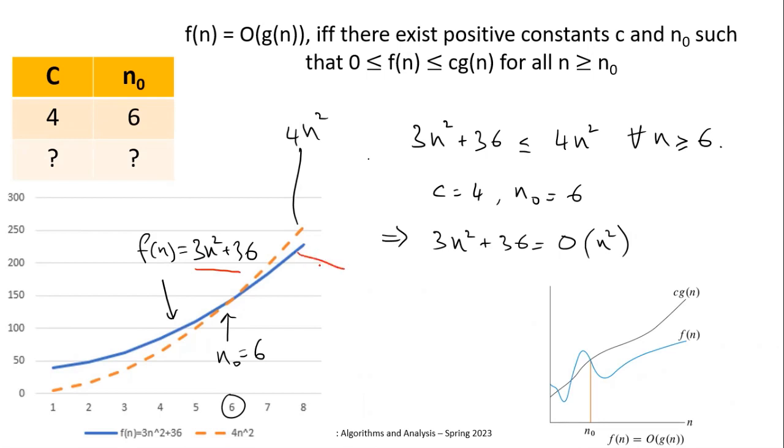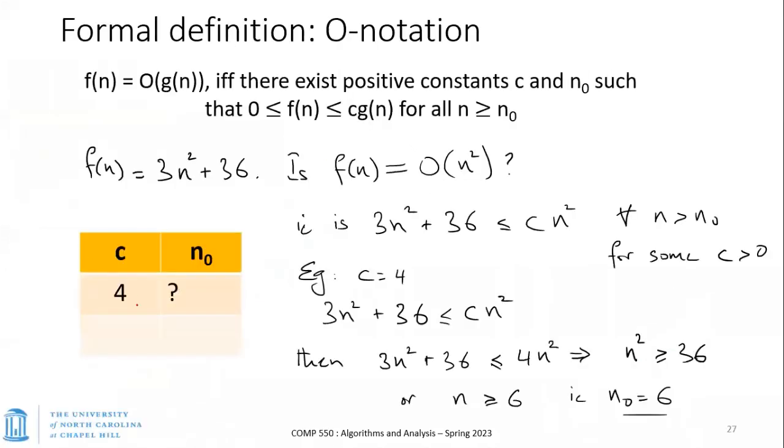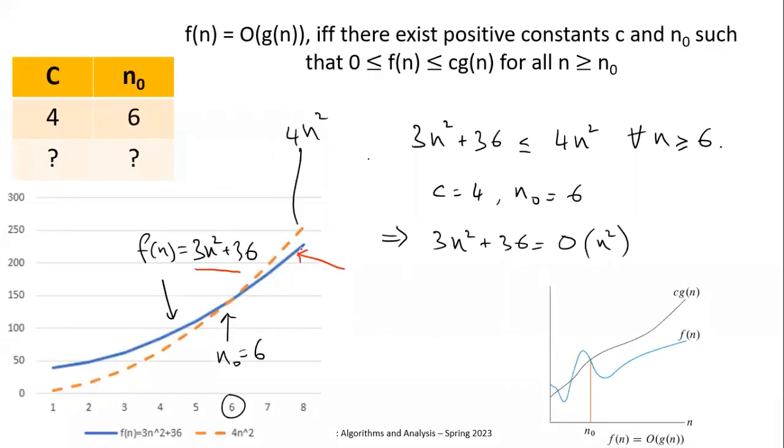The blue line over here is the original f of n, and I'm plotting 4n squared from my previous value. So I've picked c equal to 4 over here. You can see that at some point, as n becomes larger and larger, 4n squared becomes larger than 3n squared plus 36. We can clearly see that the crossover point happens at n naught equal to 6, and so these two numbers make sense.